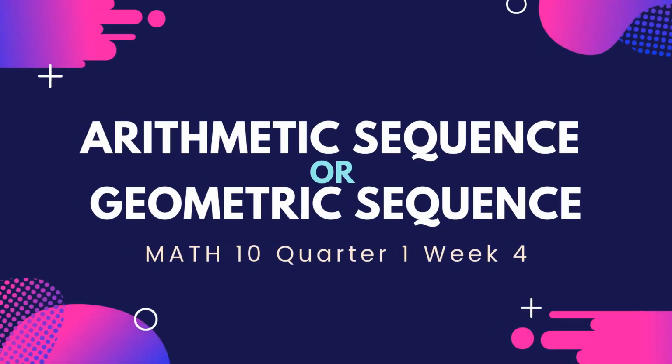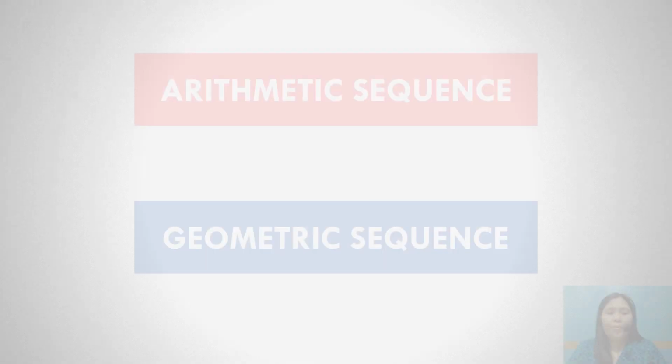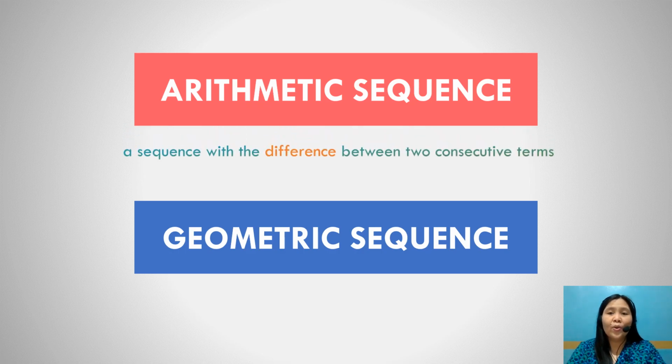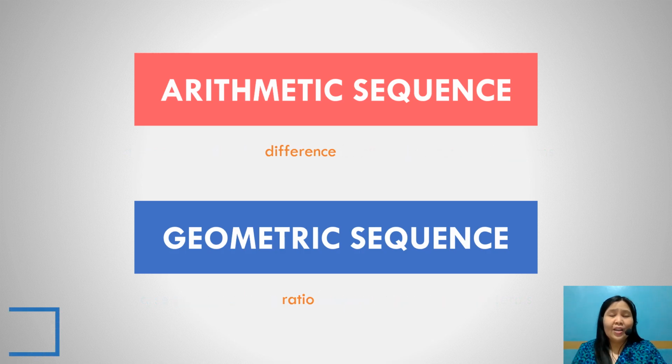Let us compare the arithmetic and geometric sequence. Let's go. What is an arithmetic sequence? A sequence with a common difference between two consecutive terms. While a geometric sequence is a sequence with a common ratio between two consecutive terms. As you can see, we need to get the common difference from an arithmetic sequence, while in a geometric sequence, we need to get the common ratio.